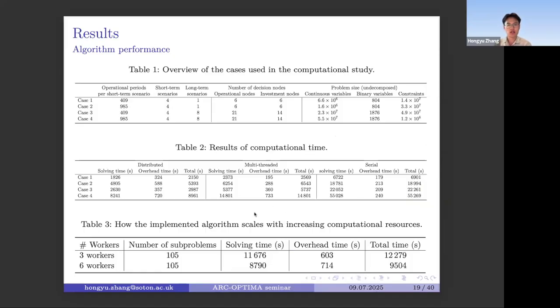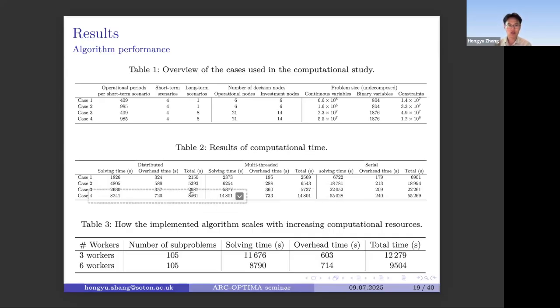And the second table summarizes the different time spent using a distributed way of parallel computing, or multi-threaded, or a simple serial implementation. As you can see, the two parallel computing cases are significantly faster in terms of time than the serial one, which is kind of expected.